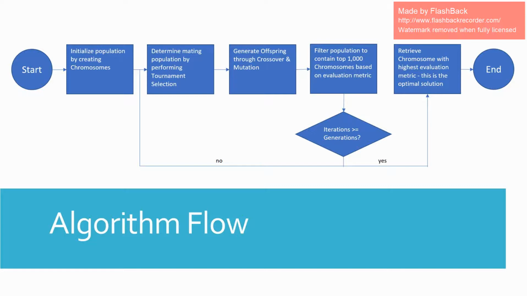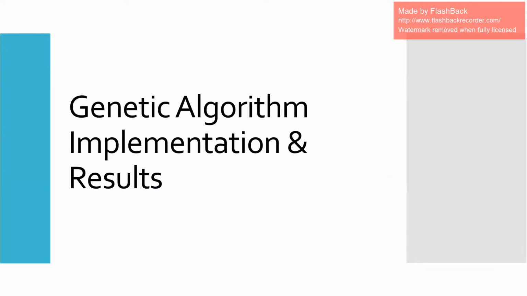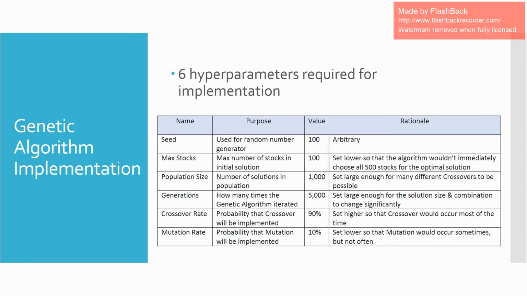One thing I haven't touched on yet that I'll explain more is the variable generations. Basically, that just means how many times you iterate through this process. So if you have not hit your cap, you'll go back and do the mating pool again. If you have, then you move on and retrieve the chromosome with the highest evaluation metric, and that's the optimal solution. So now I will get into how this was actually implemented and what the results were.